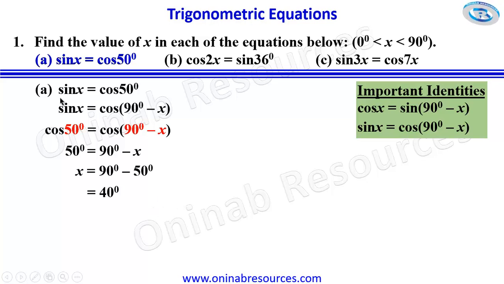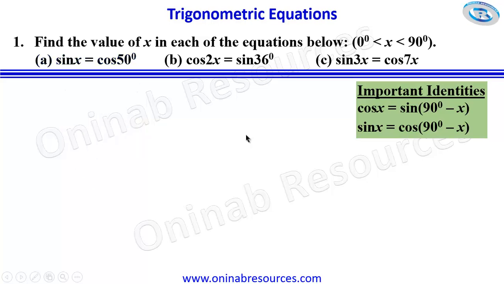That is to say that sine 40 and cos 50 have the same value. So that's all for A. We then go to B. For B, I have cos 2x is equal to sine 36 degrees. We go back to our identity. This is the one in cos, but here now we have 2x, which means our 2x will be coming here too.